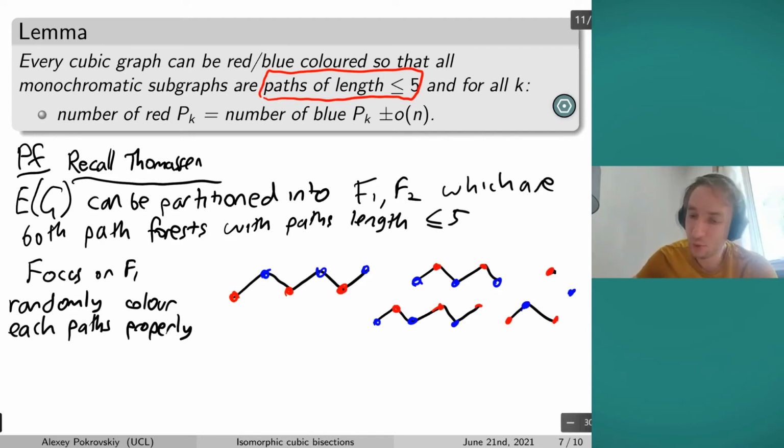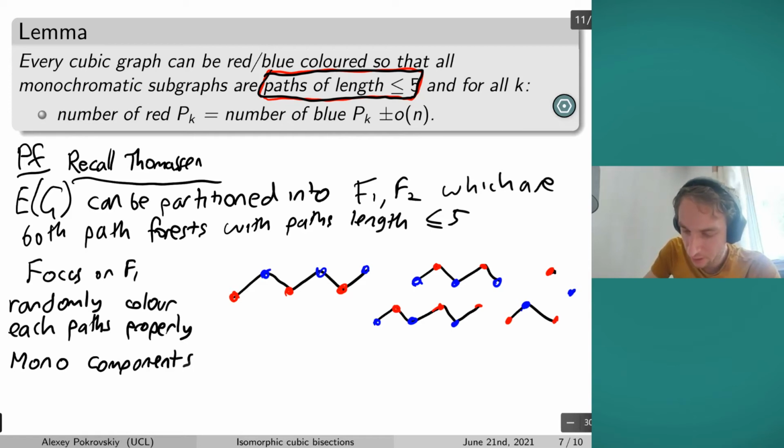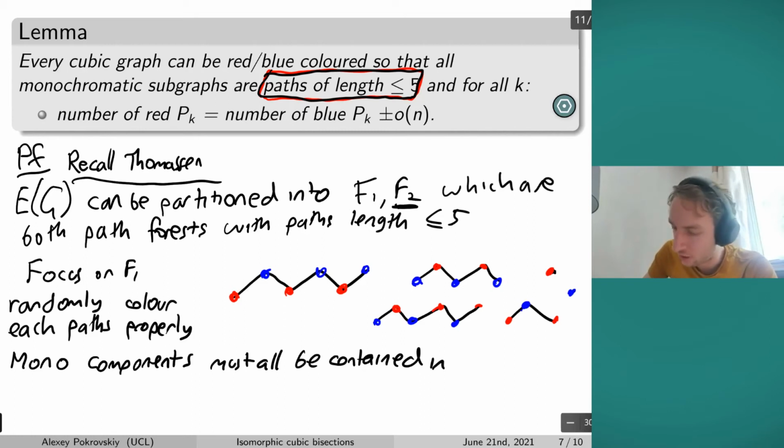So why does it end up having these properties? So this red property, it doesn't use any randomness to get this. This just comes from the fact that we build this coloring by coloring the paths in F1 properly like this. So the monochromatic components must all be contained in the second linear forest or path forest that we started with.